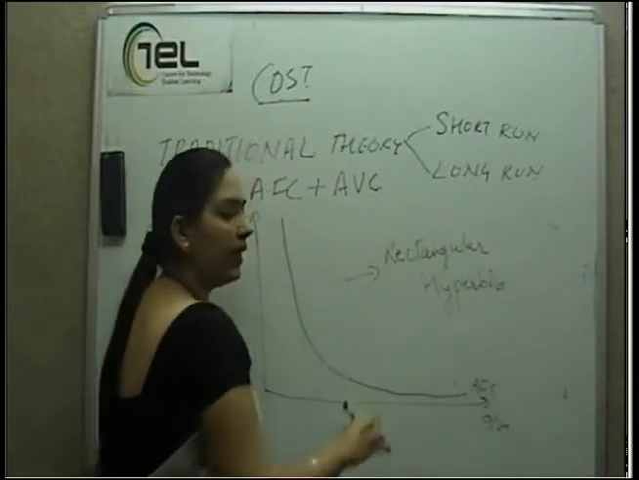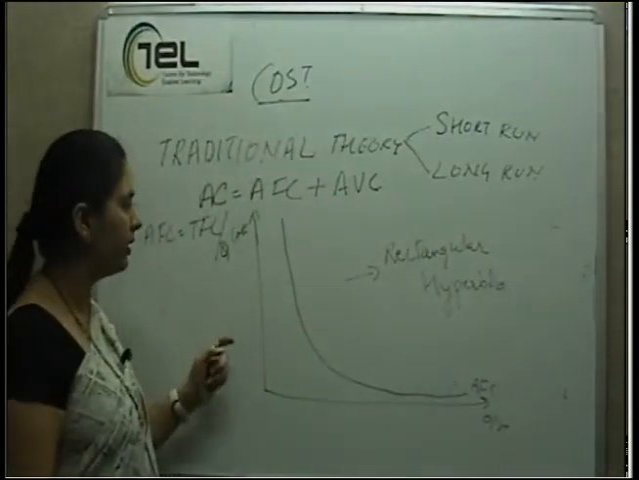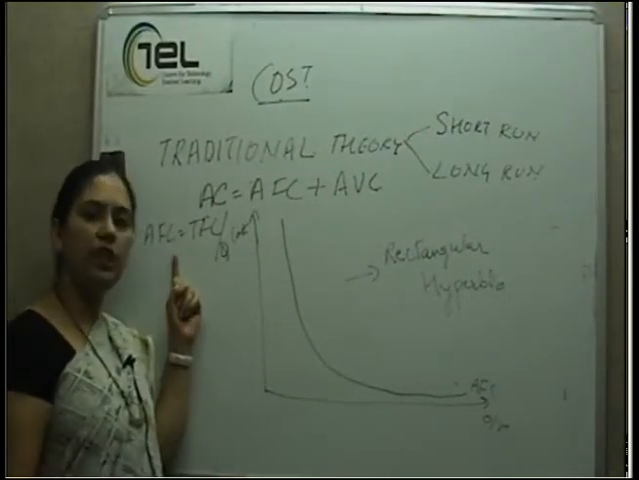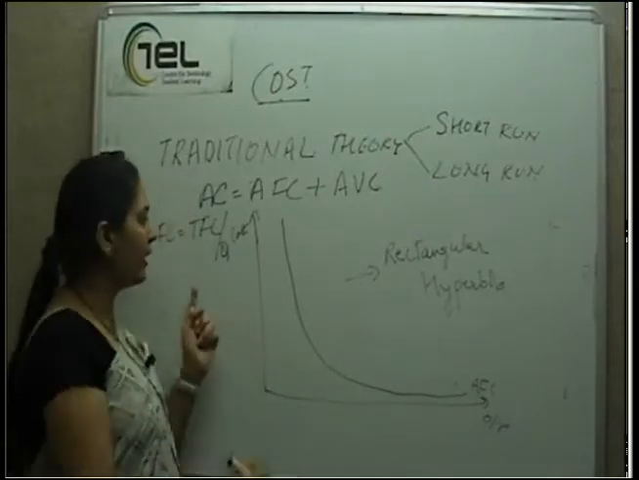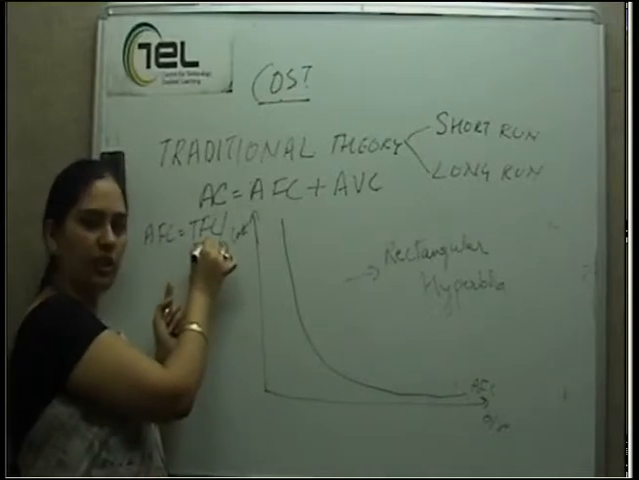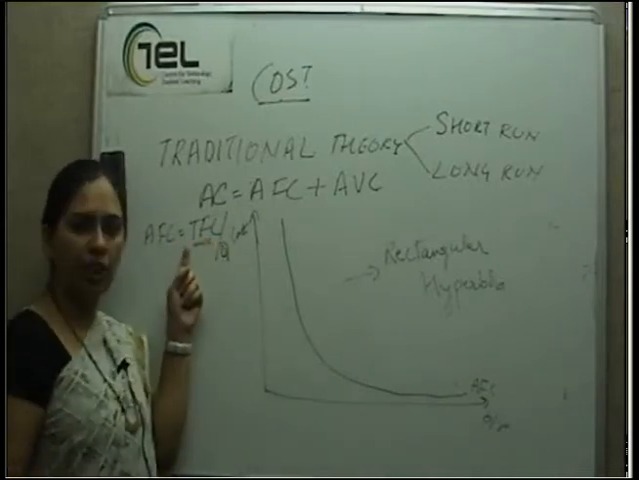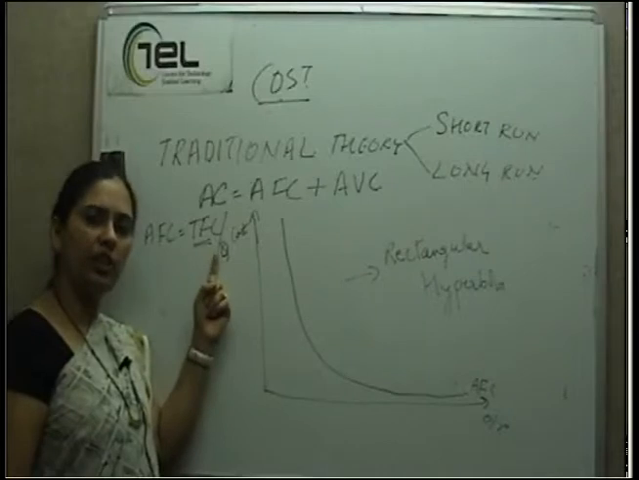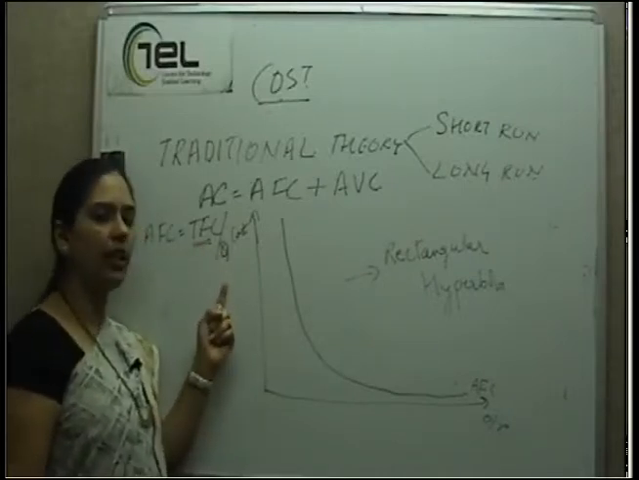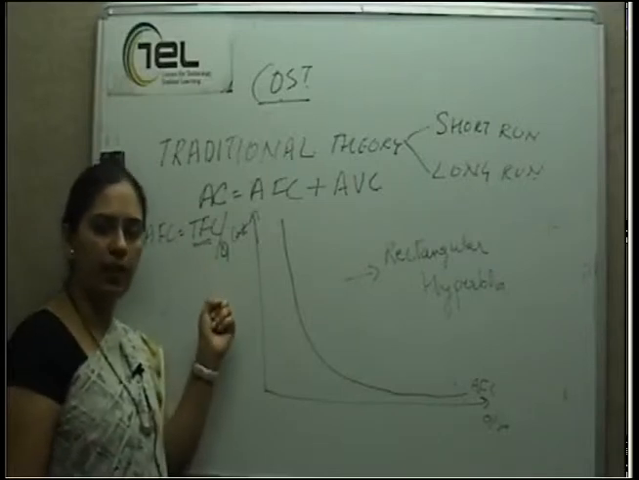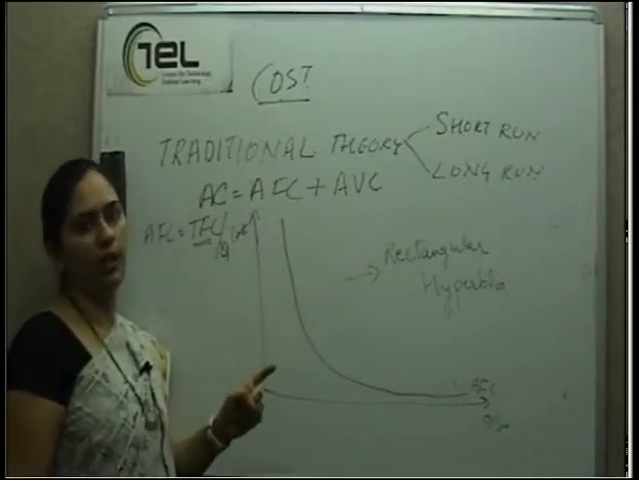rectangular hyperbola. The property of a rectangular hyperbola here is that the value of AFC keeps on falling as my level of output increases. We can see my total fixed cost doesn't change, that is, my numerator doesn't change, but my output keeps on changing. That means my denominator keeps on increasing. Hence, the resultant ratio, that is TFC divided by Q, keeps on falling.